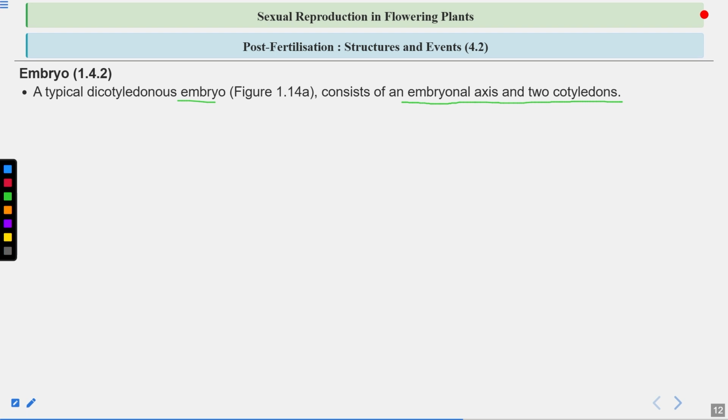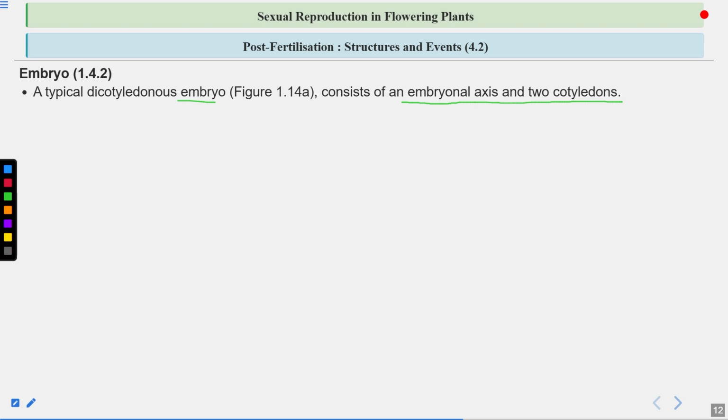In the later stages the embryo reaches a definite stage in which you can see the cotyledon formation taking place, you can see the radicle is there, and you can see the plumule is there, right? So the globular, the heart shape and the mature one have these things. But before that, there is also a multicellular stage of the embryo, not very well defined, and that stage is called the proembryo. So a typical dicotyledonous embryo consists of an embryonal axis and two cotyledons.